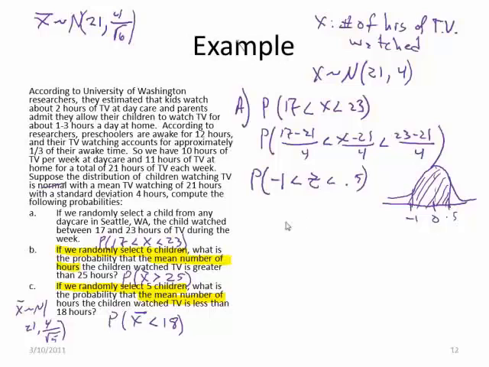you will come up with 0.6915. If you look up for a z-score of negative 1, I get 0.1587. Taking the difference, I get 0.5328.